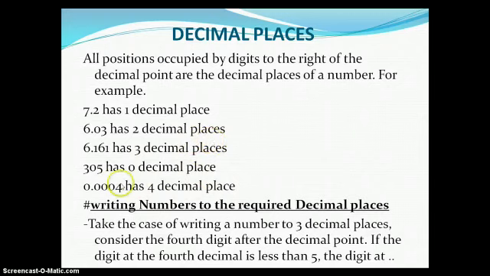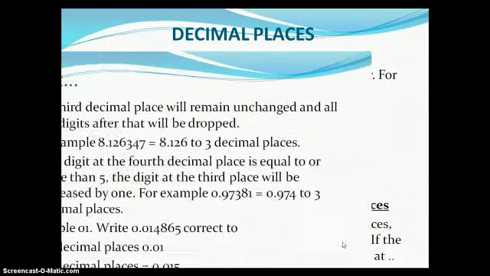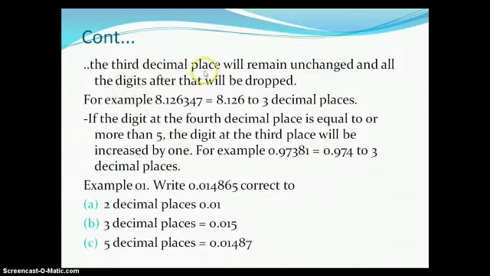Okay. Now let us see how we can write numbers to the required decimal places. Take the case of writing a number to 3 decimal places. In that case, consider the 4th digit after the decimal point. If the digit at the 4th decimal is less than 5, then the digit at the 3rd place will remain unchanged, and all the digits after that will be dropped.